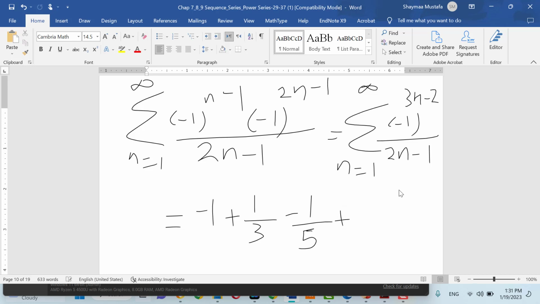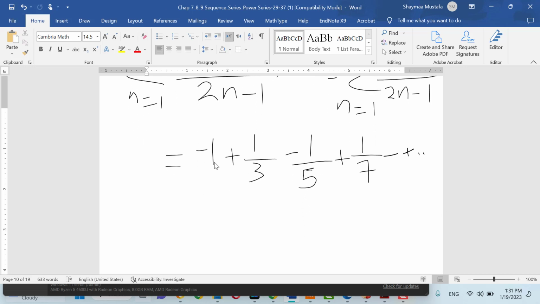Okay, when n equal 4, 3 times 4, 12, minus 2 is 10. 10 is even, so minus 1 to the power is 1, over, when n equal 4, 2 times 4 is 8, minus 1 is 7. So minus and so on. So if you have a look here, we can notice that we have minus 1, plus 1, minus 1, plus, which is an alternating series.